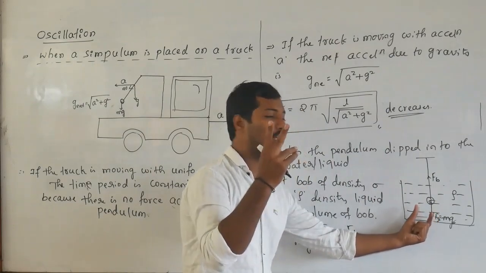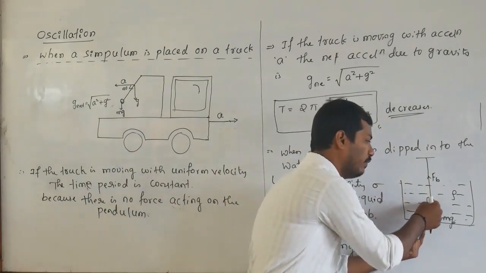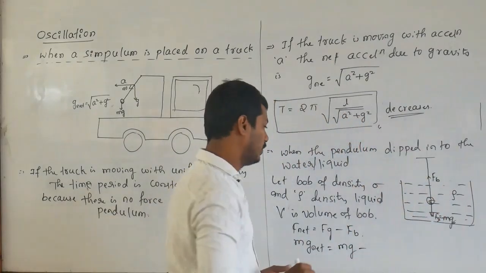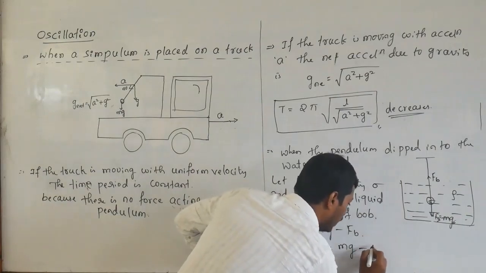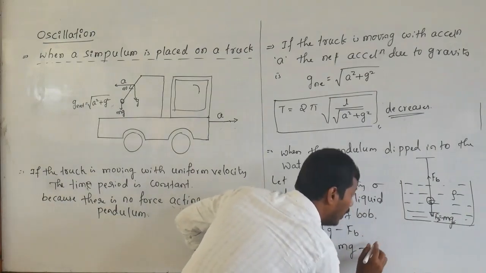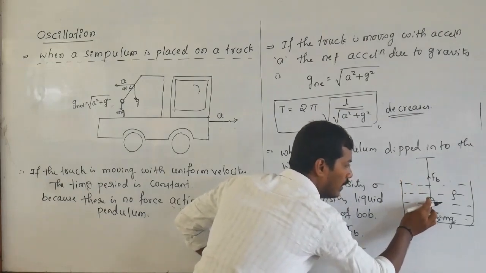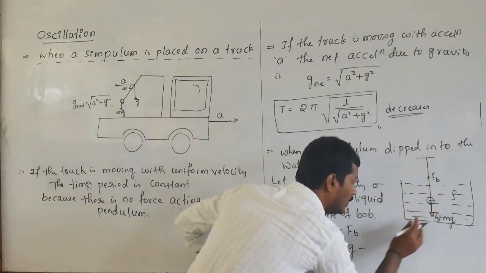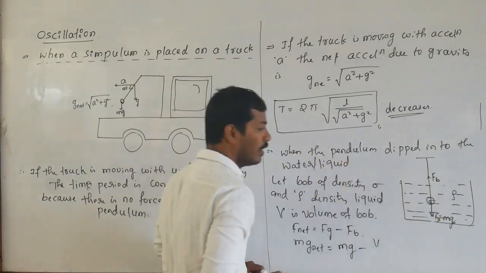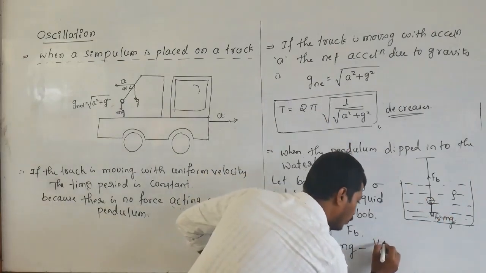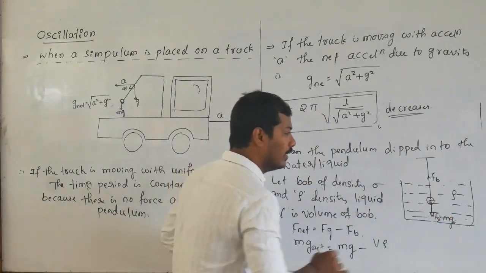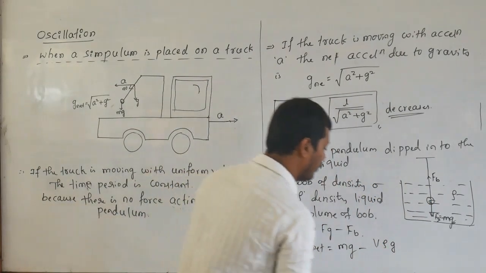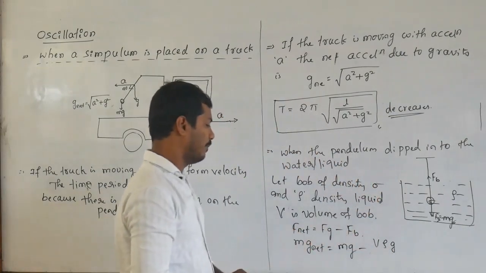There are two conditions. It is due to its weight as well as the force applied by the water molecules. M into G is there. The water molecules also apply a certain force on this bob, which equals the volume of the bob, V, times rho, the density, and also gravity. The weight of the body is there, like that.